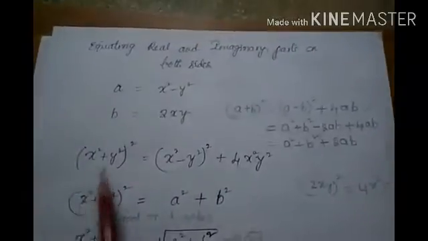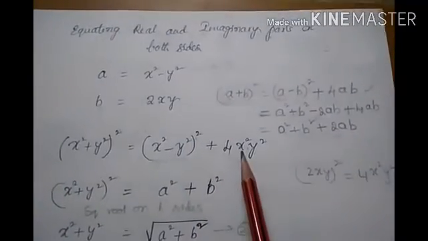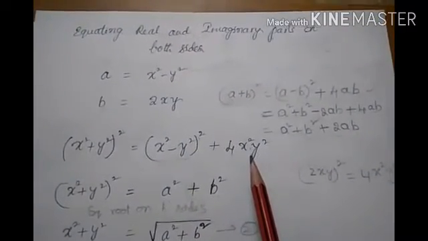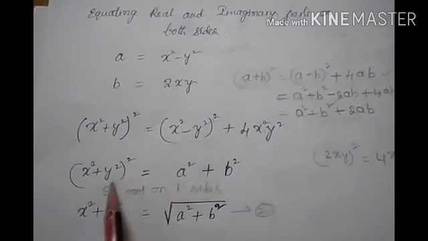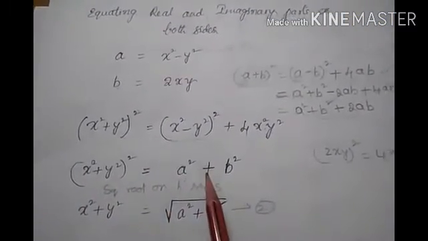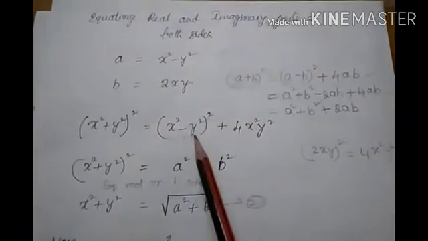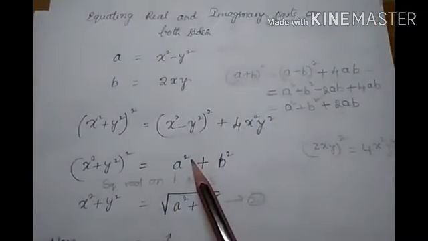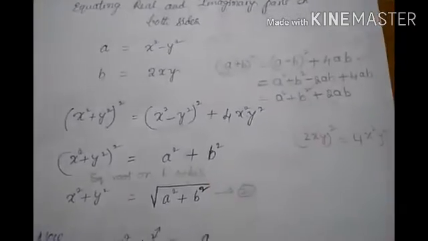Similarly, you can write x square plus y square whole square is equal to x square minus y square whole square plus 4x square y square. Understood? Next, x square plus y square whole square is equal to a square plus 4x square y square, since x square minus y square value is a.